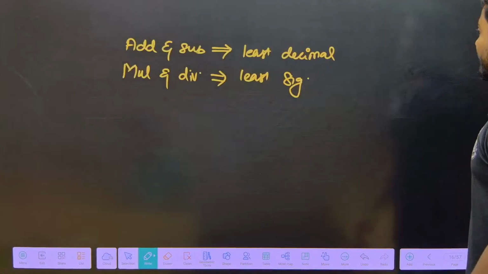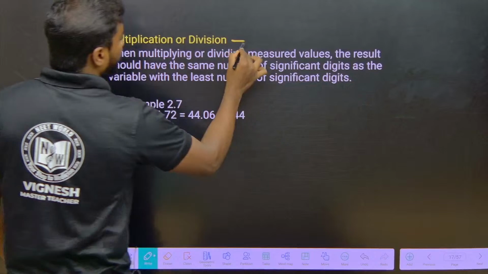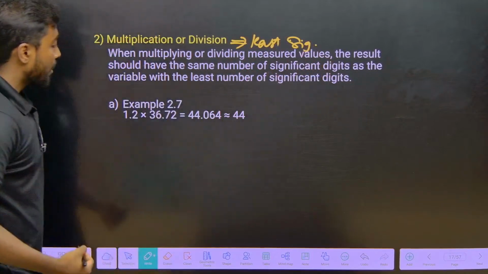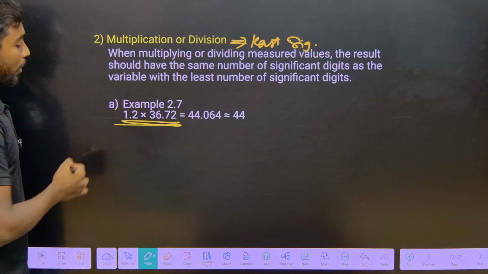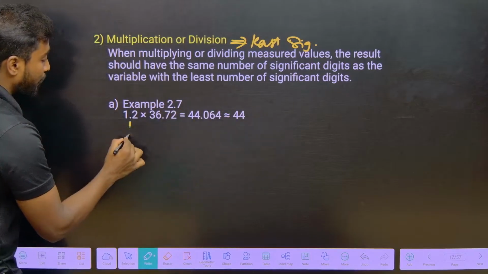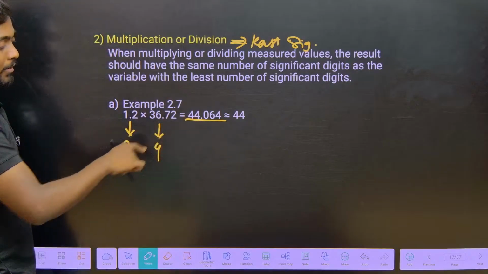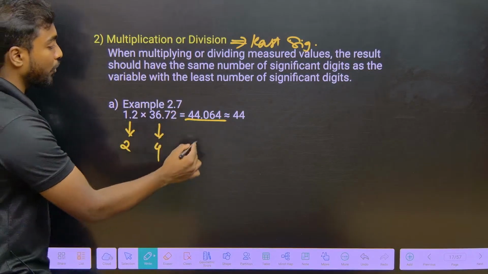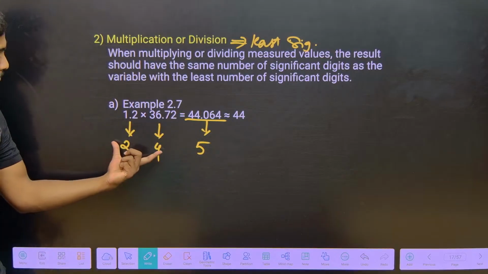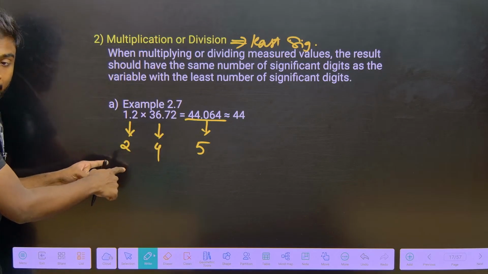Now for multiplication. For multiplication and division, what do I need to consider? Least significant figures. Now if I multiply 1.2 into 36.72, how many significant figures? What is the answer I got? 44.064. How many significant figures? 5 significant. This is 2 significant, this is 4 significant. I need to consider only the least significant figures.